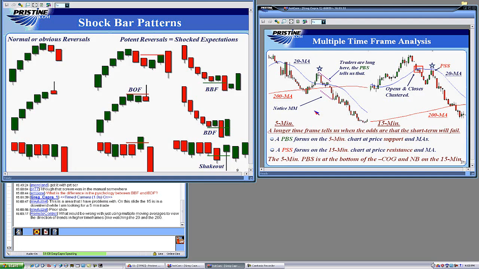Well, using the 20 and the 200 wouldn't necessarily tell you what was happening in the higher time frame. We discussed yesterday, does a moving average relate to a higher time frame? So we talked about the 20 and the 40, the 40 MA being the 8-period moving average on a weekly time frame. And so in that case, it does relate to a higher time frame.